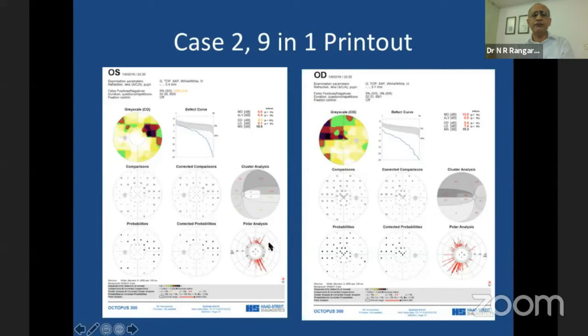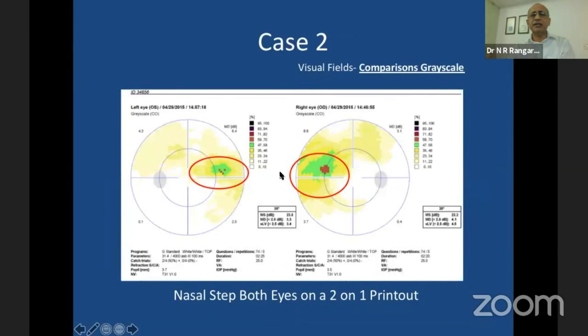And when you look at the polar analysis, which gives you the structural extrapolation, you know where to look in the optic disc. And this is called the 2-on-1 printout. Remember, this particular grayscale is derived from the comparisons, meaning that you have the raw values which are indexed to age. When the raw values are indexed to age, you remove all the unnecessary clutter and you look at the topography of the defect.